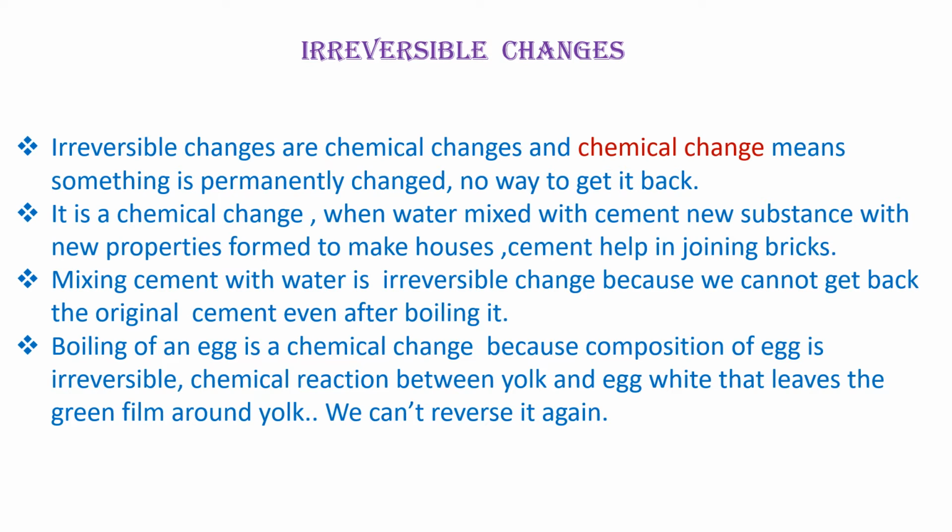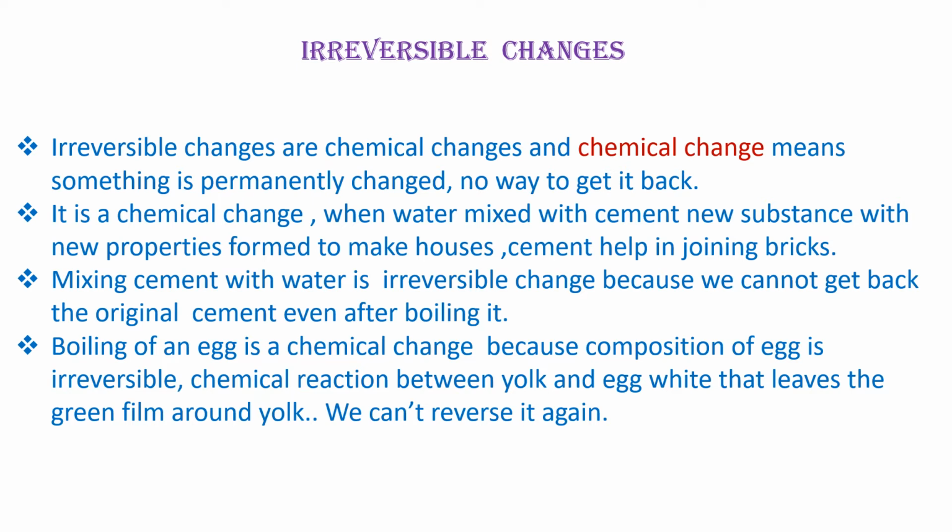For example, when water is mixed with cement, a new substance with new properties is formed. You can use that cement to join bricks to make houses, right? That is a chemical change. Mixing cement with water is an irreversible change, because we cannot get it back to the original cement even after boiling it. We cannot get back the cement from the paste we made by mixing the cement and the water.